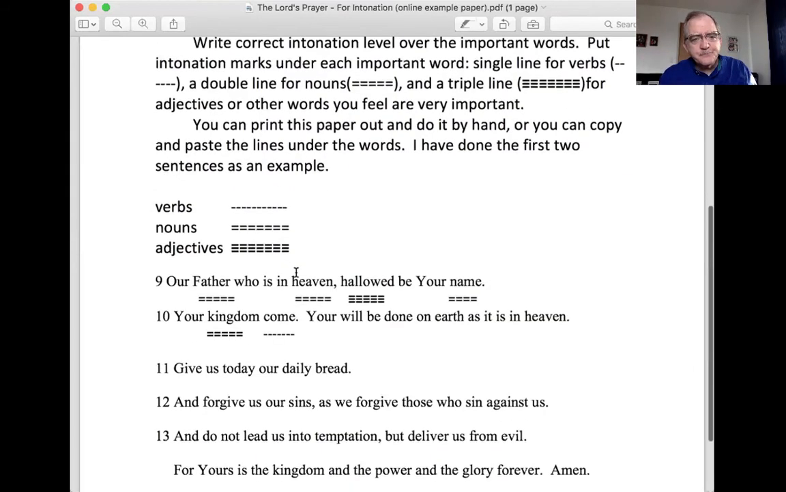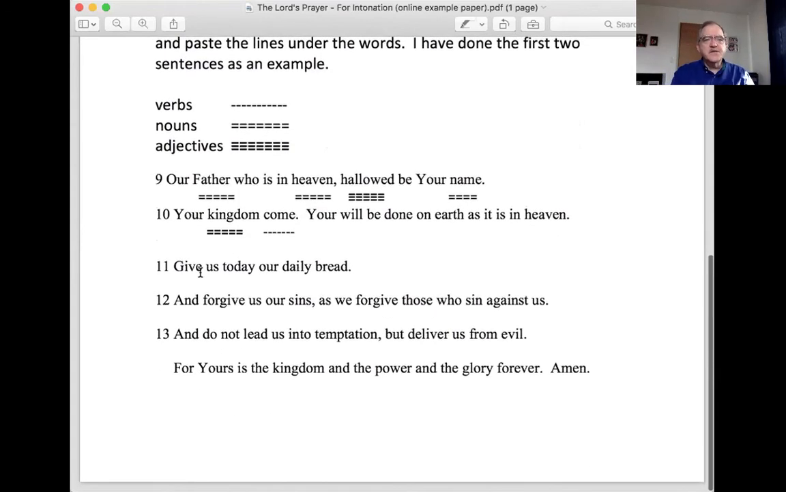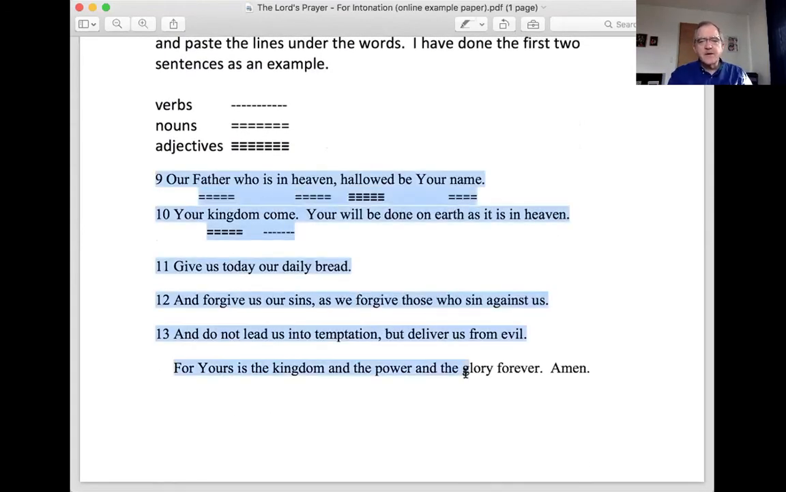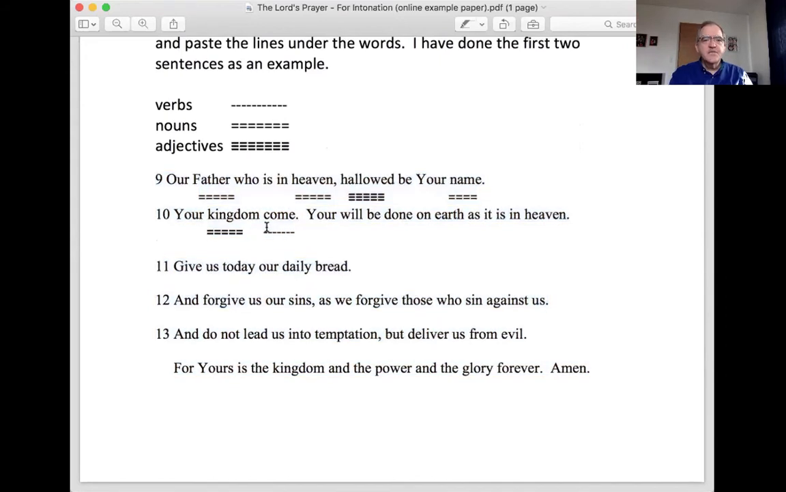All right. Now I've written this for you. This is where you do your work, right here. And I've done the first two sentences for you, this part and this part. And you need to do this sentence. Don't forget this sentence and all these.